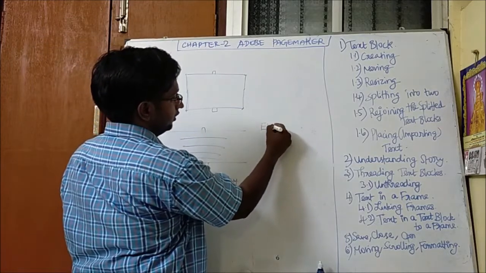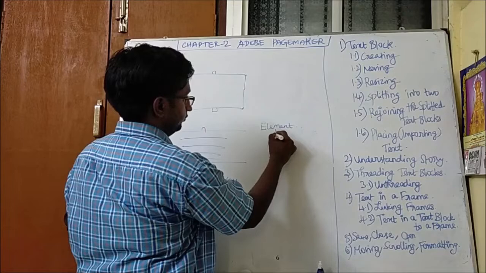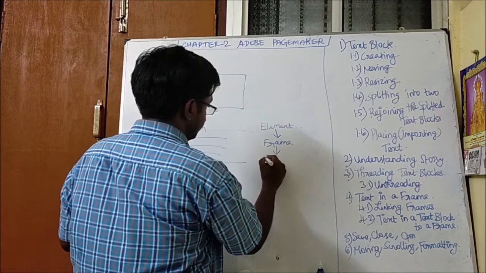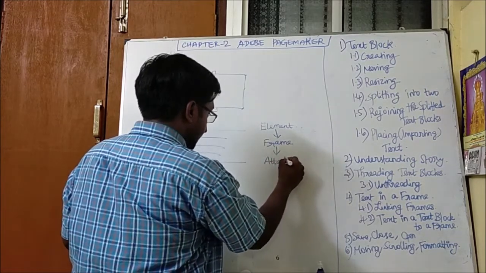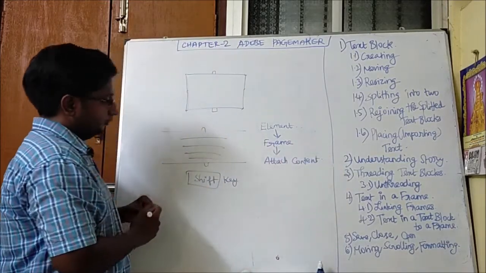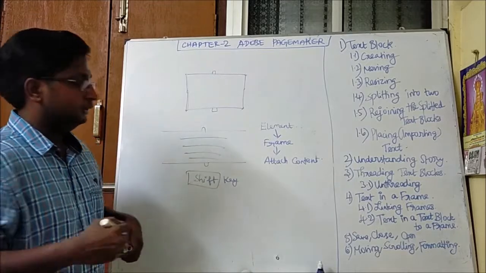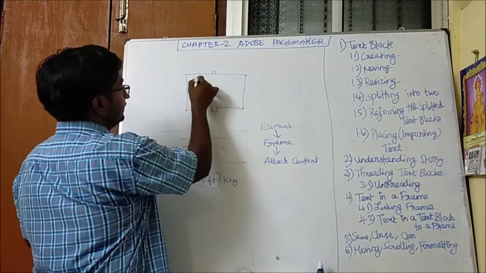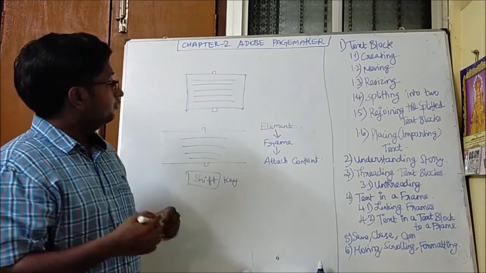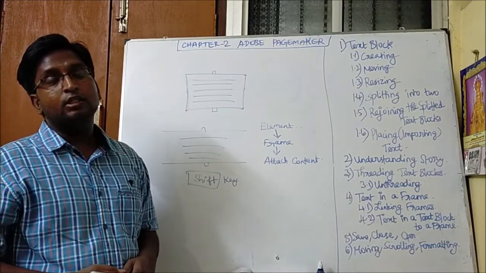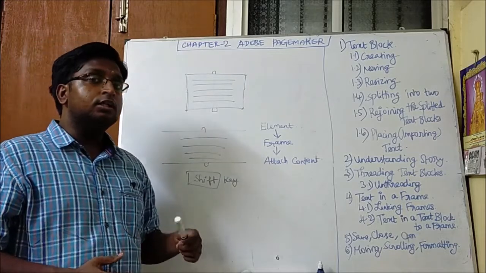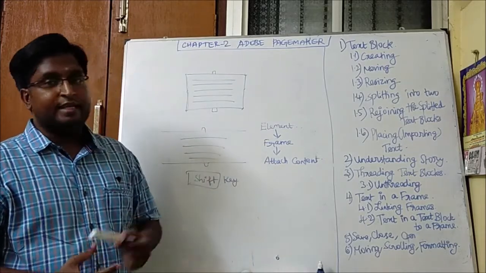Go to the menu, element, frame, attach content. Once you give this, automatically the selected text will be placed in the frame, from the text block to the frame. So this is how we are going to convert the text in a text block to a frame.